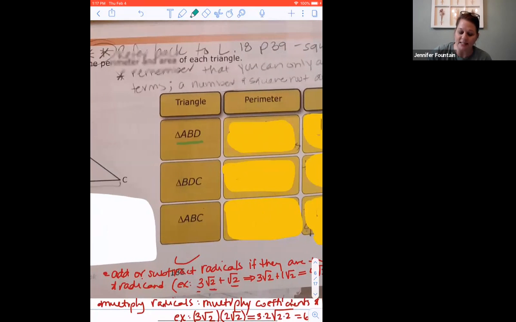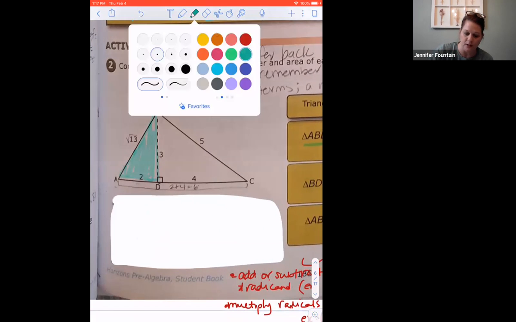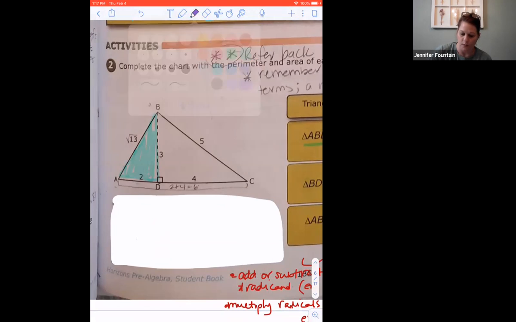The next one is triangle BDC. So let me get a different color. We'll make it purple. BDC is going to be this one right here. So again, we'll find the perimeter and area of that triangle.